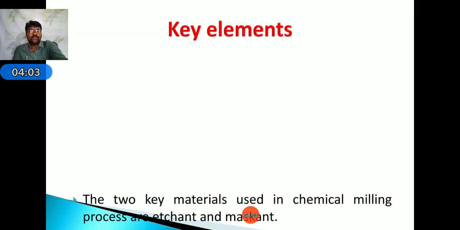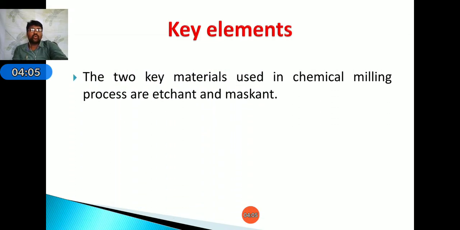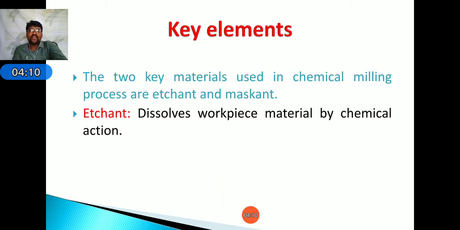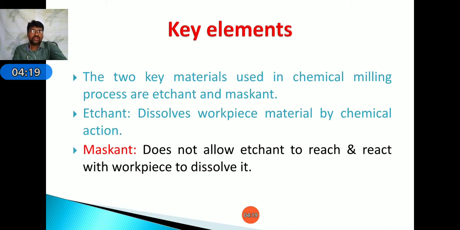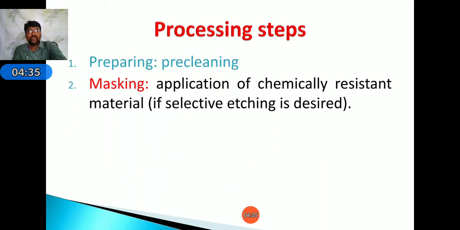Next, coming to key elements. The two key materials used in the chemical milling process are etchant and maskant. What is etchant? Etchant dissolves the workpiece material by chemical action. What is maskant? Maskant does not allow the etchant to reach and react with the workpiece to dissolve it.